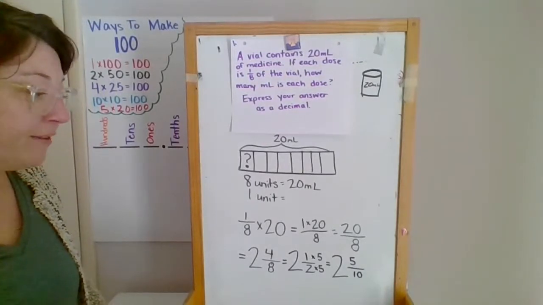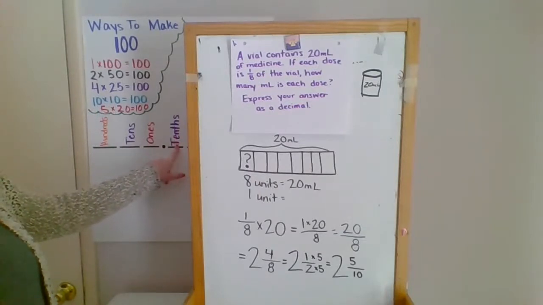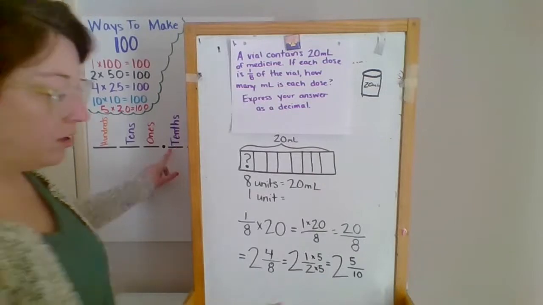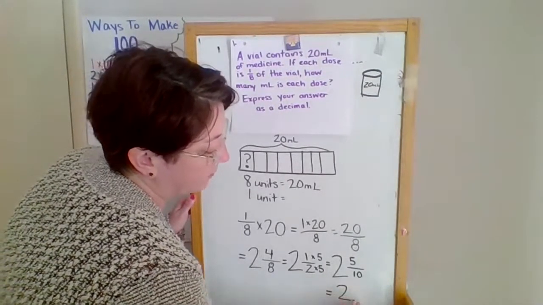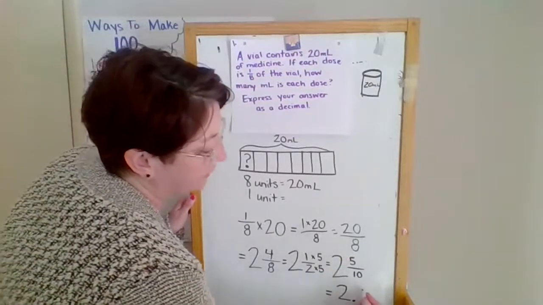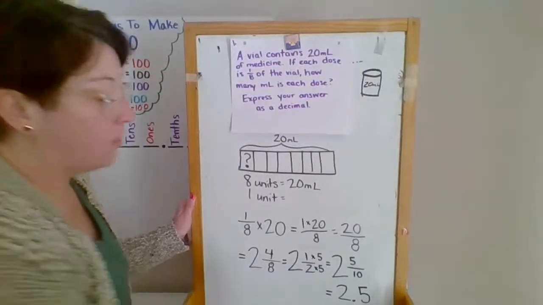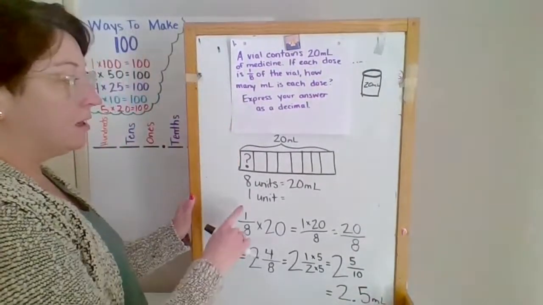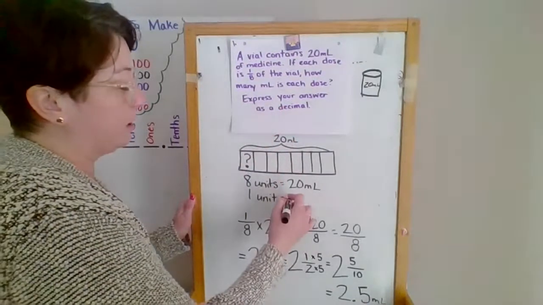So now that I have tenths, I can look right here at my place value chart, and I see that tenths are 1 digit after the decimal. So I'm going to keep the 2 as the whole number in front of the decimal. And then 5 tenths, the 5 goes in the tenths place. So we have 2 and 5 tenths milliliters. So each dose is 2 and 5 tenths milliliters.